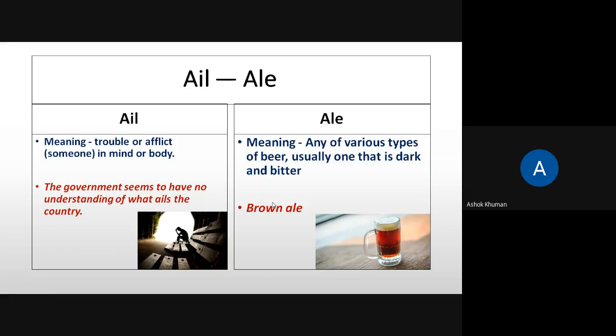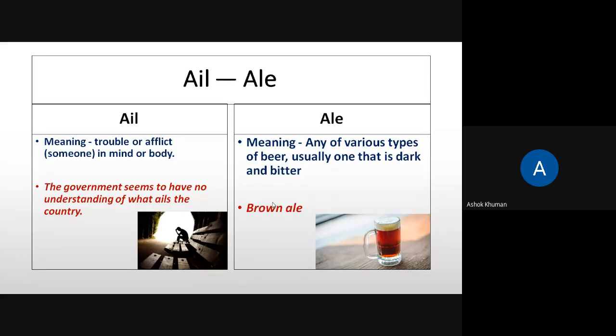Again, an example of homophones. You can see AIL and ALE, spelling different, but sound the same, ale. So that means it is homophone, because same in sound, meaning different. Now first, ail: to trouble or afflict someone in mind or body.